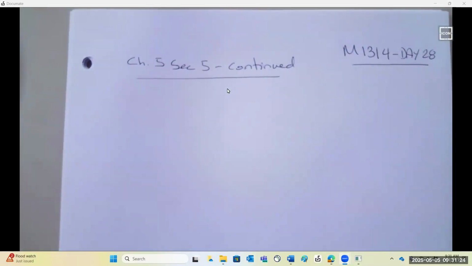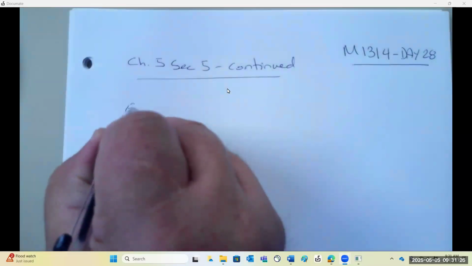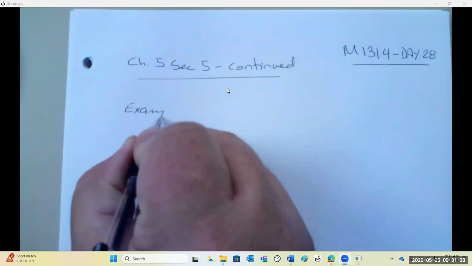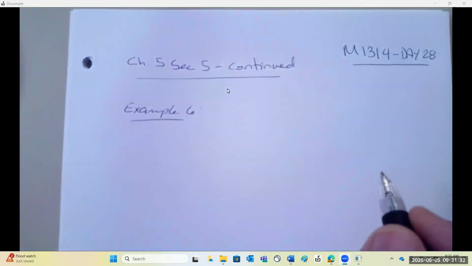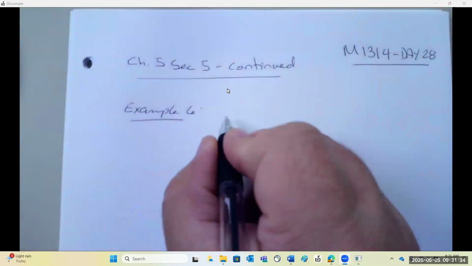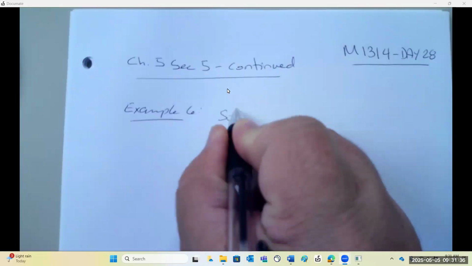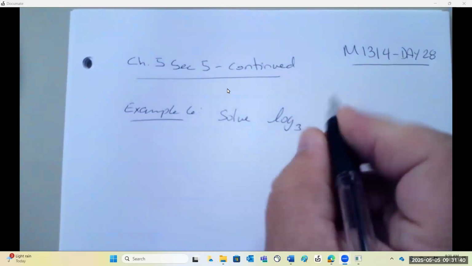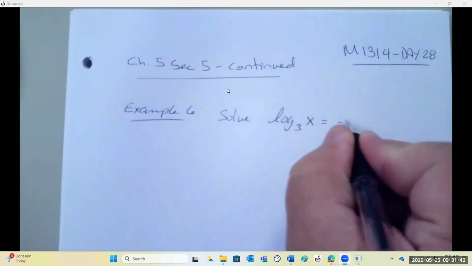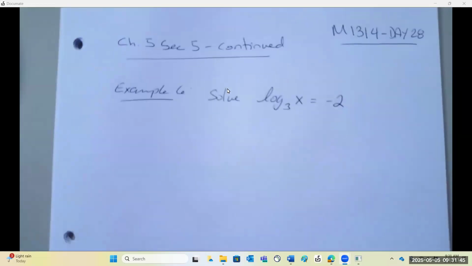All right, let's pick up where we left off. Example 6. These are solving exponential and logarithmic equations. What this one is saying is: solve log base 3 of x is equal to -2.